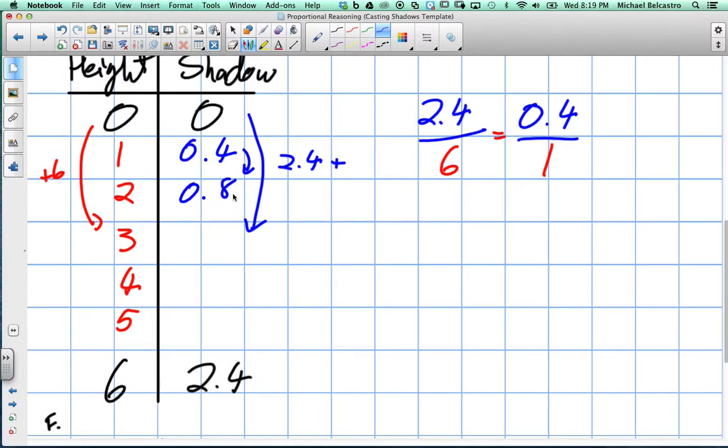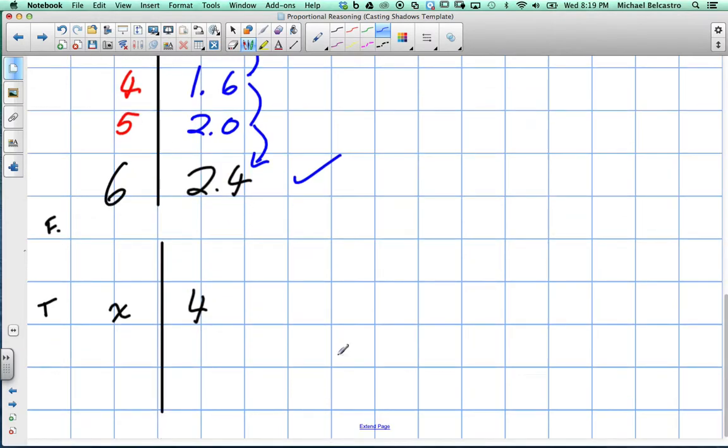We increase by another 0.4, we should get 1.2. Another 0.4 gives us 1.6. Another 0.4 gives us 2.0, and another 0.4 gives us 2.4. Perfect, it checked out. So we're at the number 6 now. Now we've got to get to 4 on this side. So let's increase by another 0.4. That'll give us 2.8. Let's increase by another 0.4, and that'll take us to 3.2.